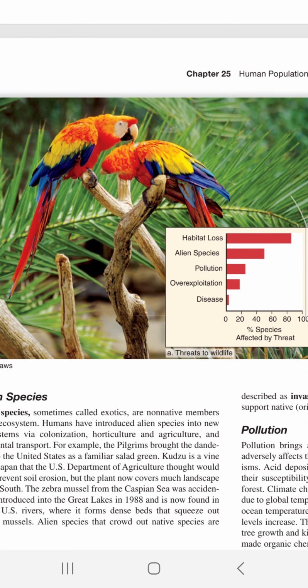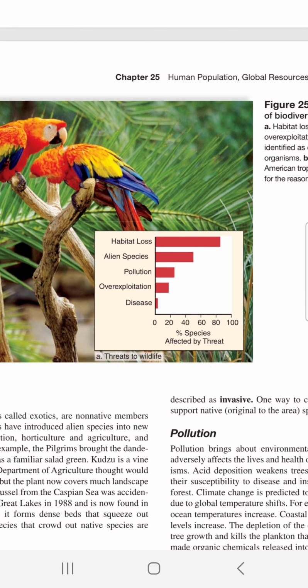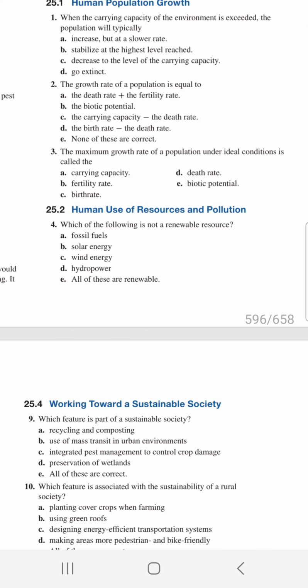Hello everyone, today we'll be solving chapter Human Population, Global Resources and Conservation. This is the 25th chapter of Human Biology, Sylvia S. Mader, the 14th edition.